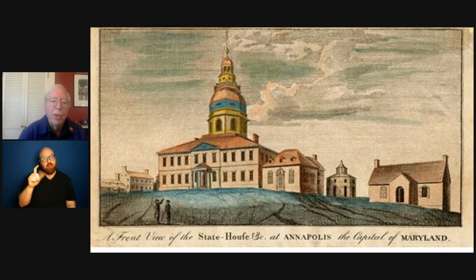Here we have the first illustration of the State House with a few other buildings. The one on the right, obviously, the Treasury Building still survives. But the tiny one in the background is a public urinal, believe it or not, that no longer exists. Next.